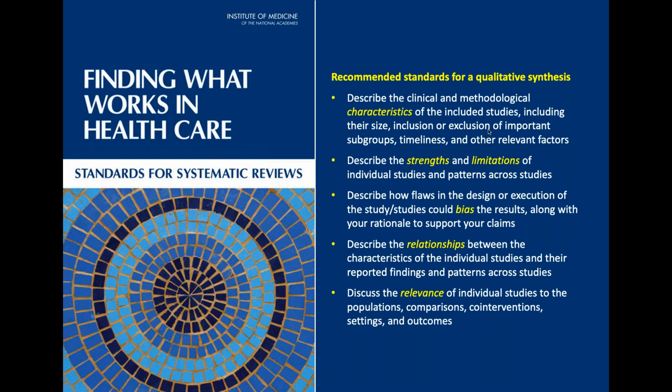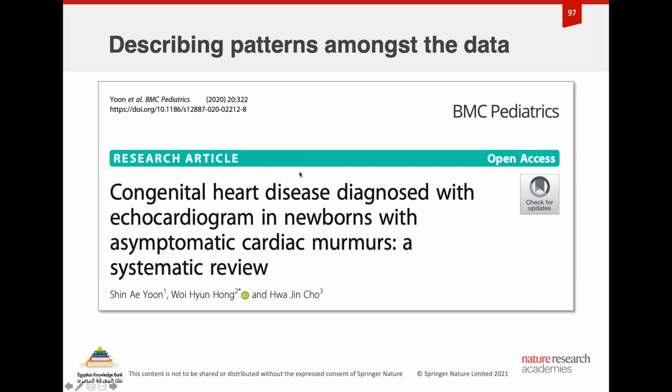Now, it's about the patterns or relationships that I think sometimes people misunderstand what that really means. So let me show you an example, not of the entire qualitative synthesis, but simply where they discuss the patterns or relationships that they observed. So here's a paper published in BMC Pediatrics: congenital heart disease diagnosed with echocardiogram in newborns with asymptomatic cardiac murmurs. And this, of course, is just a systematic review, not a meta-analysis.